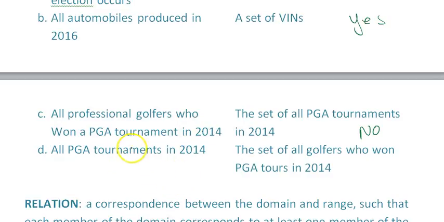But the point is that on this left side, everything would only have one arrow coming from it if you were drawing a kind of mapping of it. And so if that's the case, then we have to put yes, this is a function.